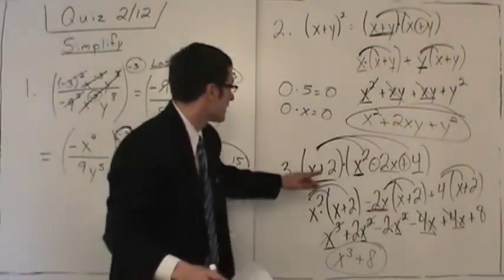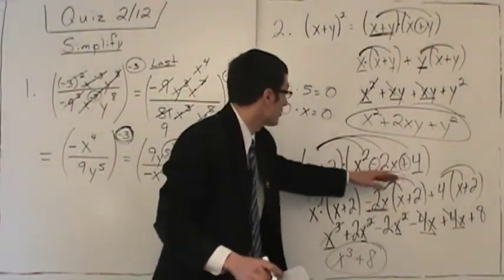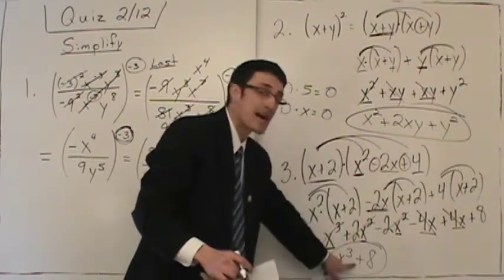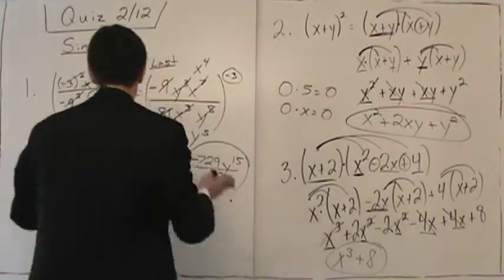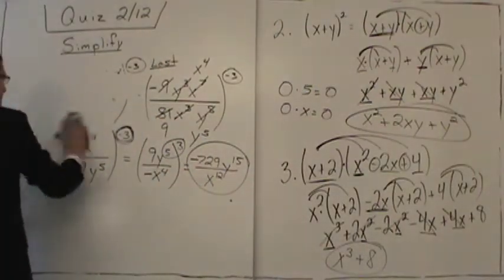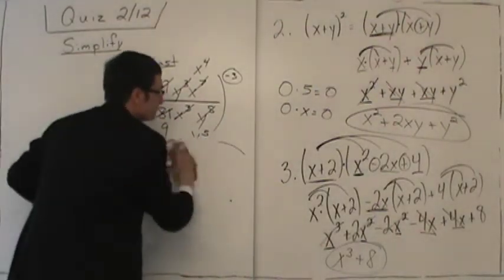So reminding you, we had a binomial times a trinomial. It looks large, but it can collapse into something very small. We have a binomial as a result. Okay, number 4. Trying to move quickly here.